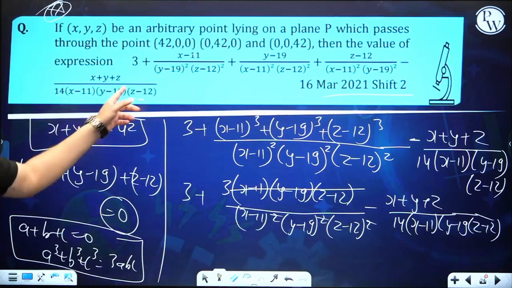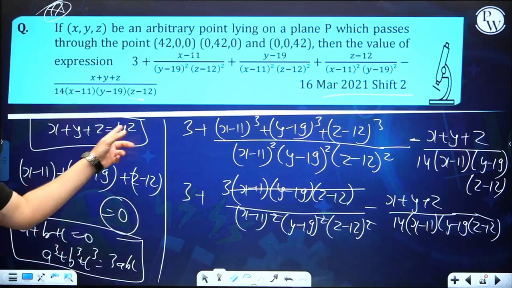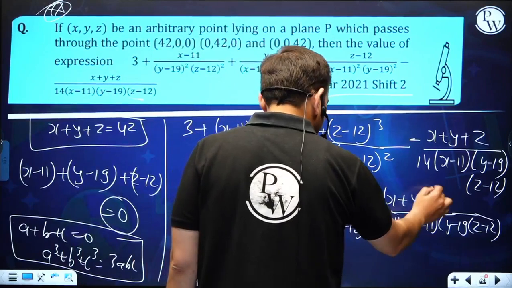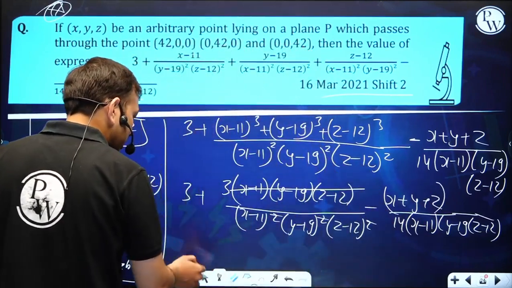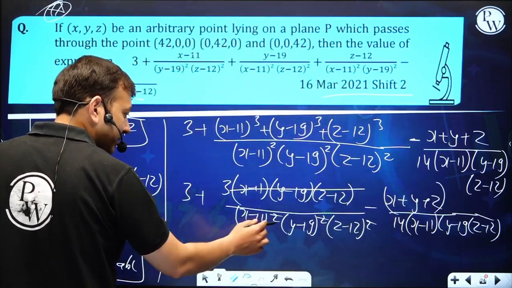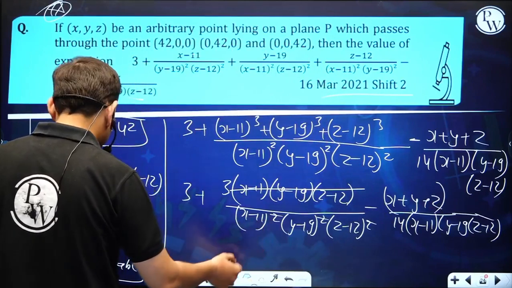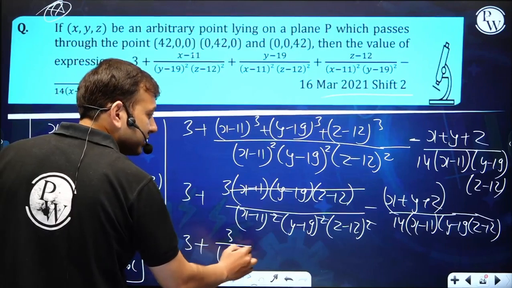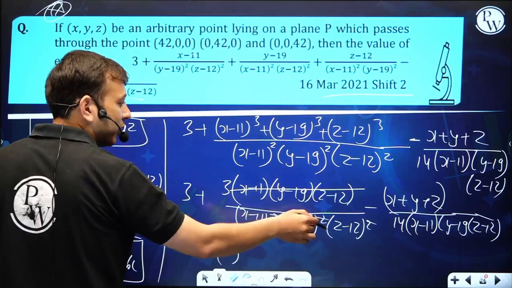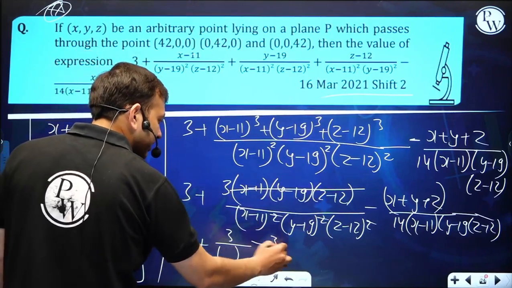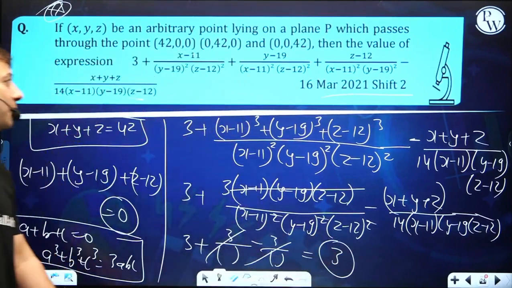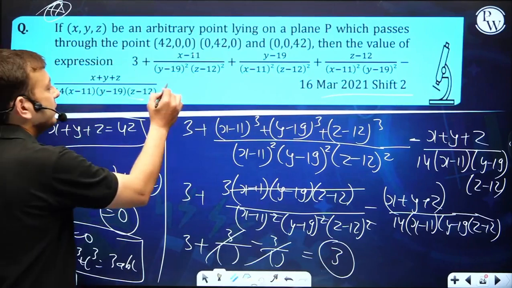Now, a plus b plus c is 0, no, sir. x plus y plus z is 42. So, this can be written as 42. So, 3 plus, this is 3 by this, and this is 42. 14 ones are 14, 3s are 42. Minus 3 by this. So, this and this will get cancelled. The answer is 3.